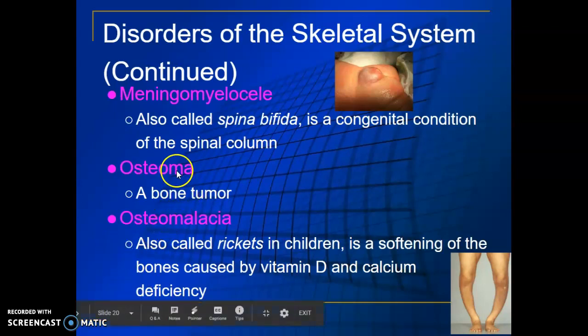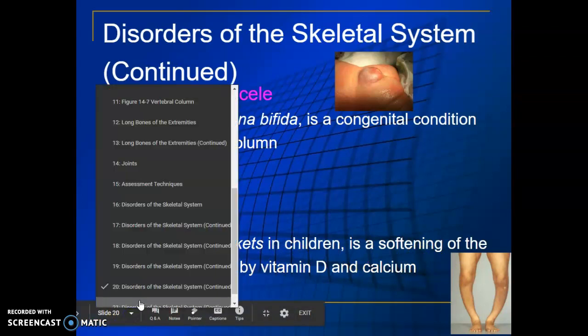Osteoma is a bone tumor. Again, oma is a suffix that means tumor. Osteomalacia, or rickets, is caused from a lack of vitamin D and calcium, and it causes that kind of bone deformity in the picture.